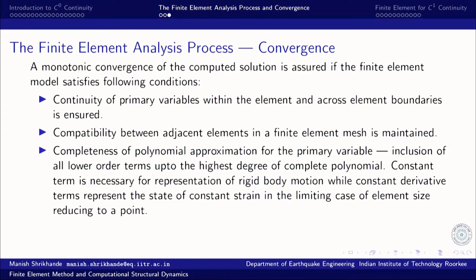the completeness of polynomial approximation for the primary variable. So, when I say completeness of the polynomial approximation, let us say in this 2-dimensional 2 node element, we said that it has first degree polynomial.